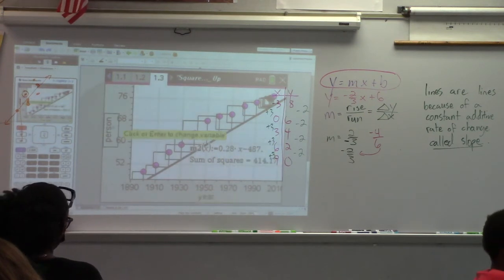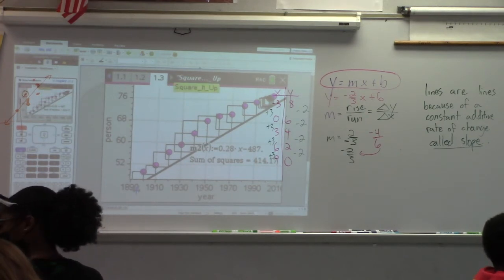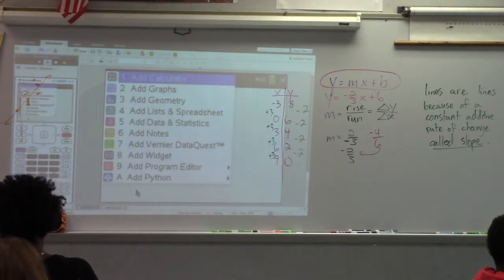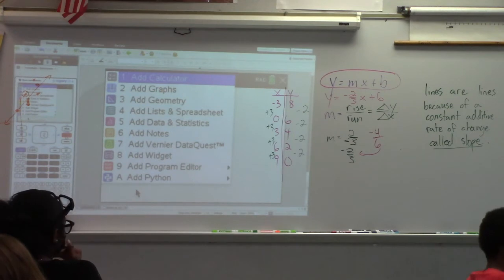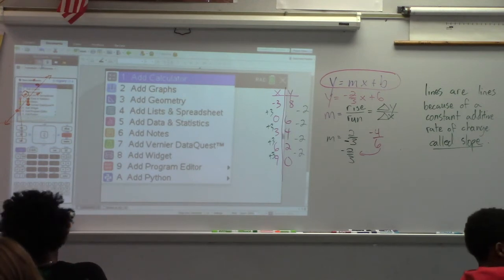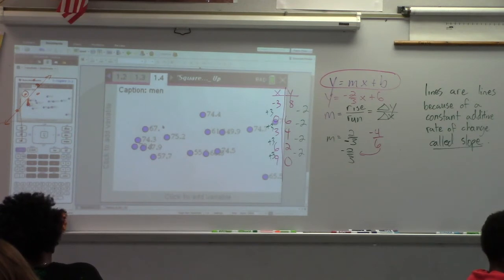Well, you may just have to create a new graph. If you messed up, hit Control Doc, and it's going to allow you to add a new page. You don't have to do this, but if you mess things up, hit Control Doc to add a new page. What kind of page would you need to add? Data and statistics is where we have been. Notice this is exactly what we started out with.